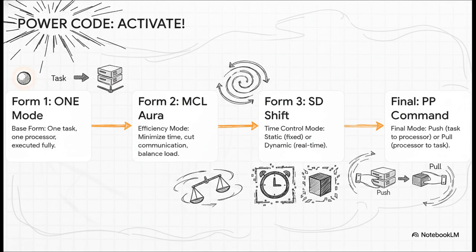And look, for anyone who learns a little differently, who needs something a bit more epic, let's try the anime power-up version. Seriously, the code is 1 MCL SD PP activate. Just think of it as powering up for your exam. Step 1 is your base form, 1 mode, simple, solid. Then you power up to form 2, activating the MCL aura. That's your efficiency boost. Next, you hit form 3 with the SD shift. You're controlling time now. And for the final move, you unleash the PP command. I know, it sounds a little out there, but you'd be surprised how well this kind of thing can stick in your memory when you're under pressure.